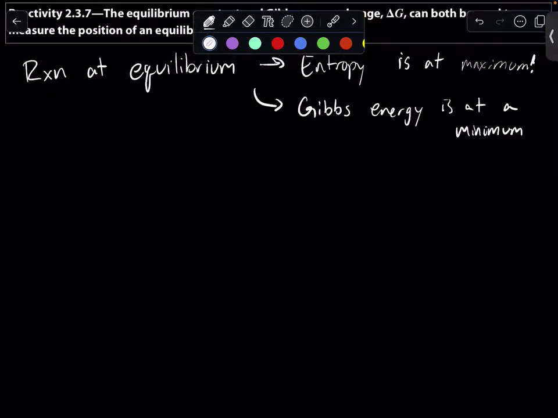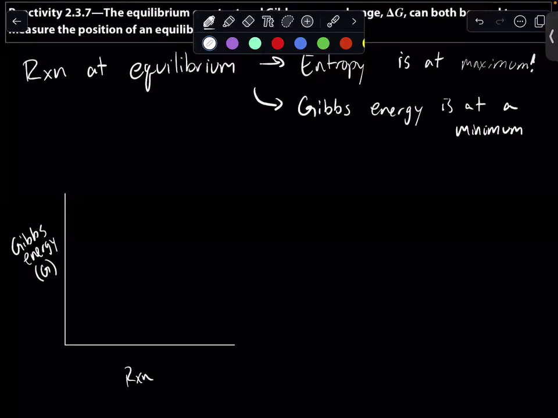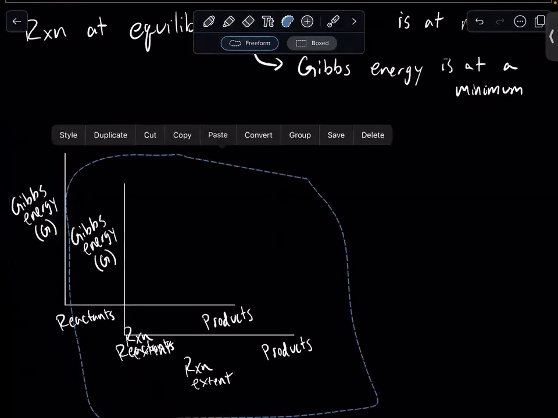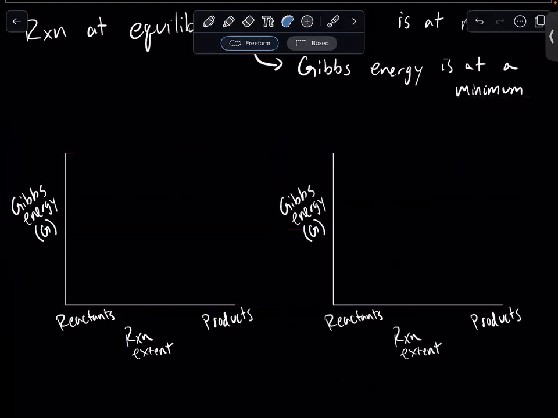If we were to look at two reactions and graph their progress, we can just draw a graph here where we have Gibbs energy on our y, and this will generally be considered G, and we have our reaction extent. On our left we have our reactants, on our right we have our products, and so we just look at the energy across a reaction, and I'm going to duplicate this because we'll do two examples.